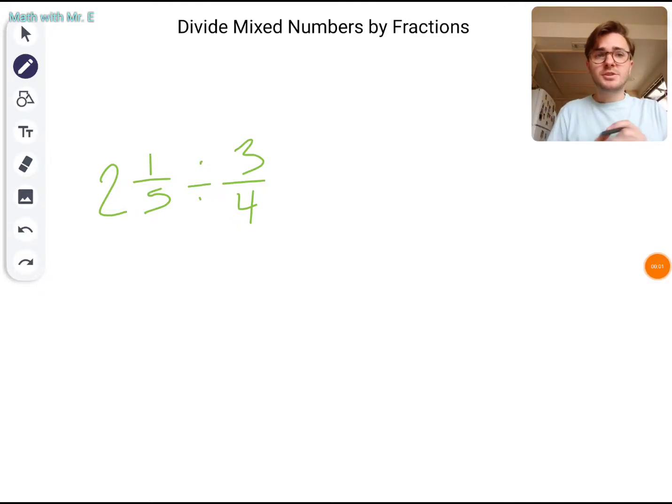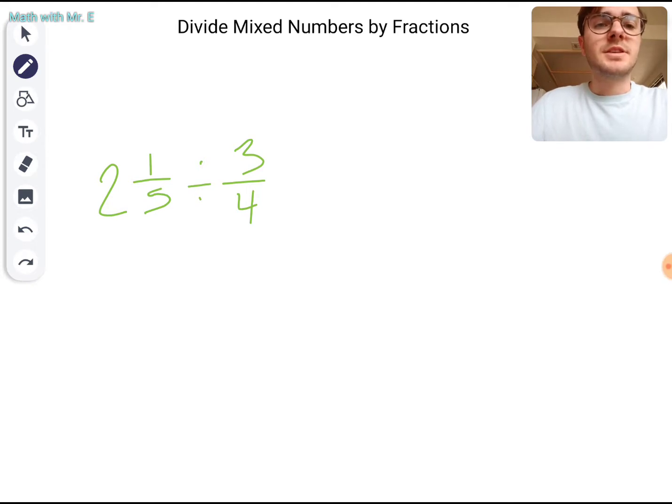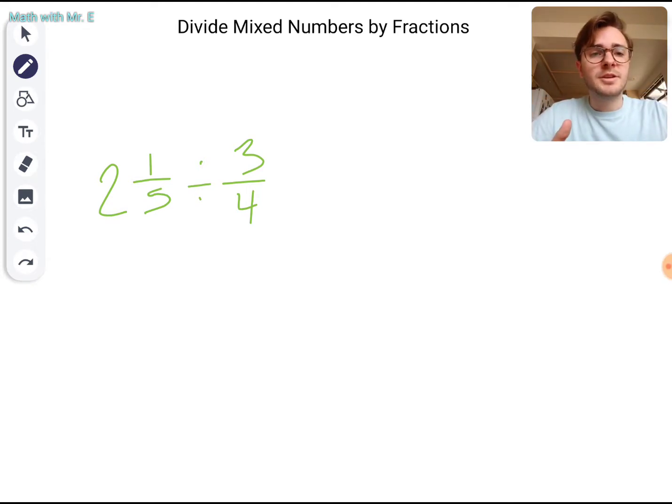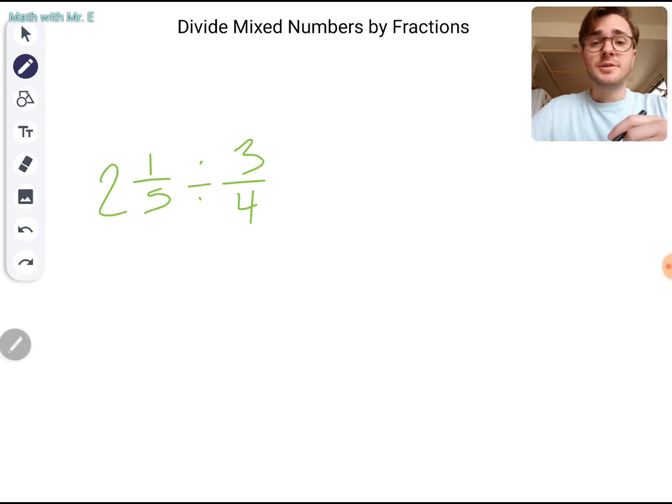In this video, we're going to take a look at how to divide mixed numbers by fractions. Sometimes when we see a mixed number and we're multiplying or dividing, our instinct is just to multiply and divide the fractions and multiply and divide the whole numbers, but that is not going to work. So instead, what we want to do is take this mixed number and first turn it into an improper fraction.